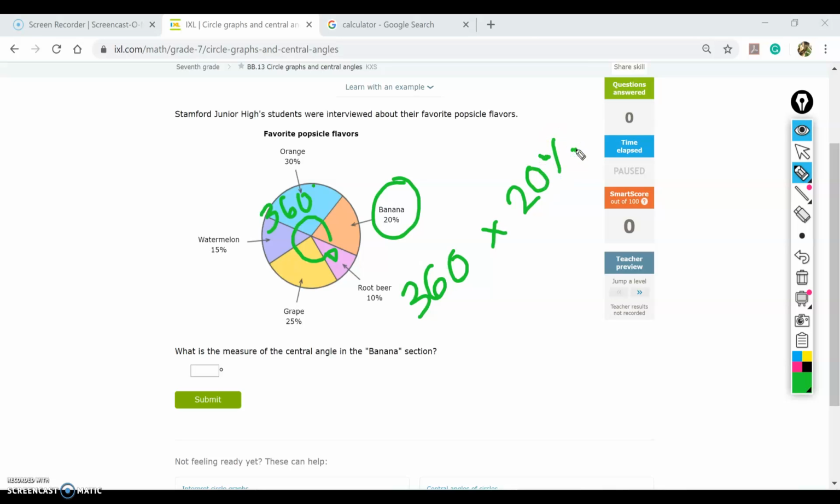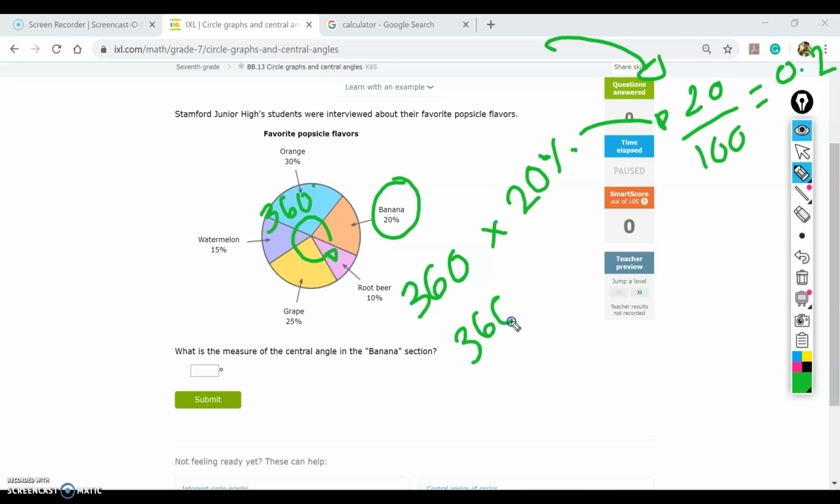If you don't know what 20% is, you can put it on the calculator, and 20% is the same thing as 20 divided by 100. That's going to give you 0.2. Every time you don't know the decimal for a percent, put that number on top divided by 100, and that gives the exact decimal. So I need to multiply 360 times 0.2. Now let's see what that is equal to.